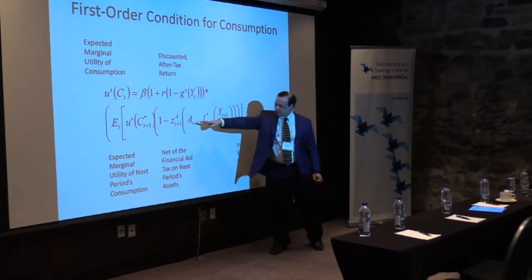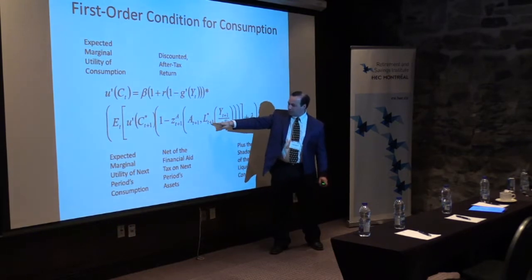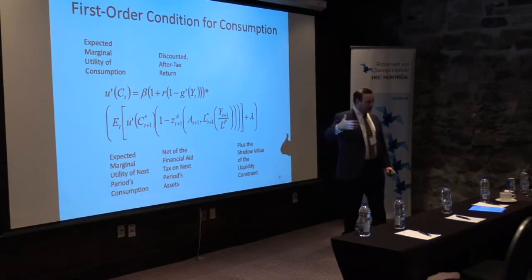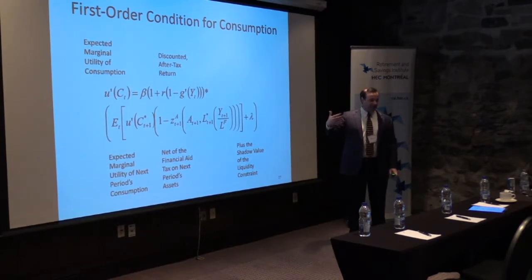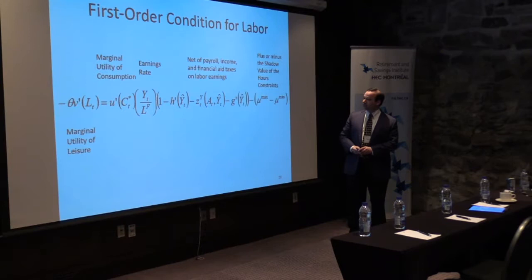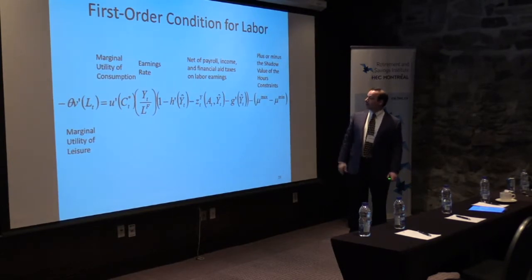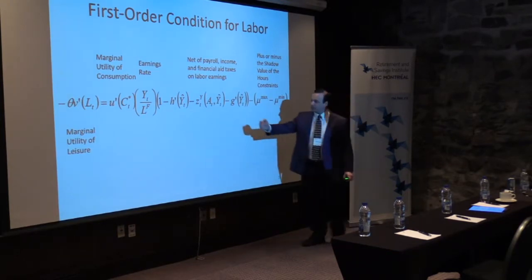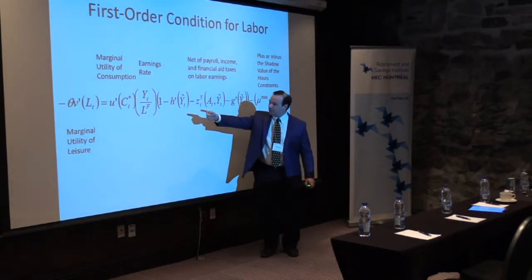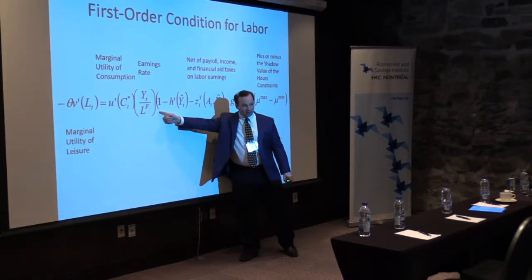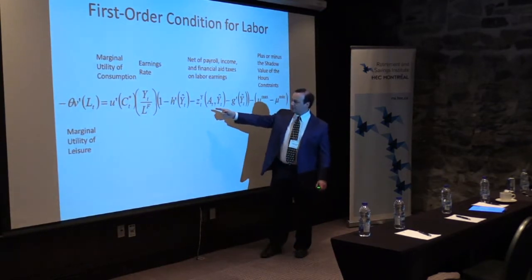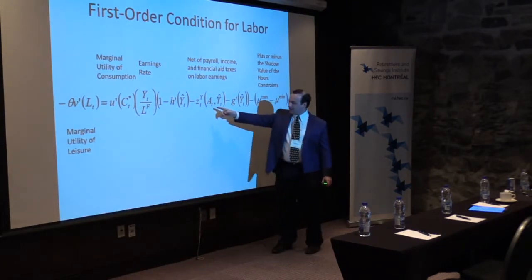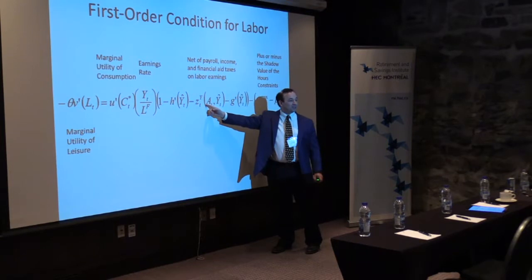1 minus the derivative of the amount you have to pay with respect to assets. Okay, so as you would expect, the asset tax is going to affect the first order condition for optimal consumption. And the other first order condition is for labor, so the marginal utility of leisure has to be equal to the marginal utility of consumption multiplied by the term that looks like the wage, net of all the taxes. So that's the derivative of the payroll tax, the income tax, and the financial aid formula with respect to income.